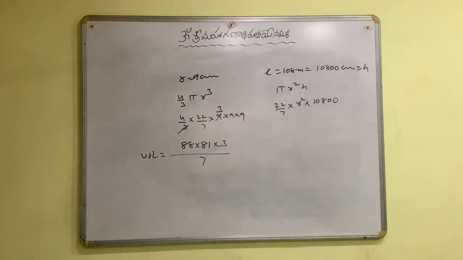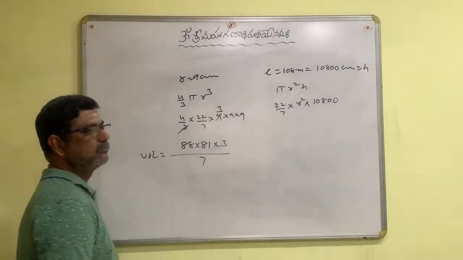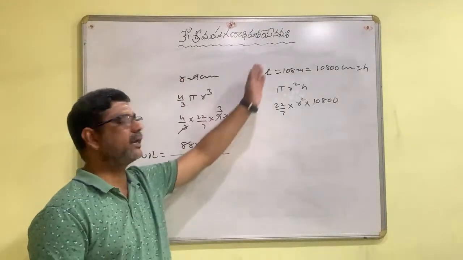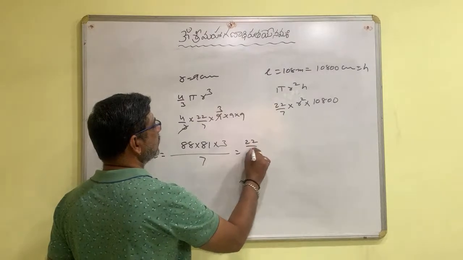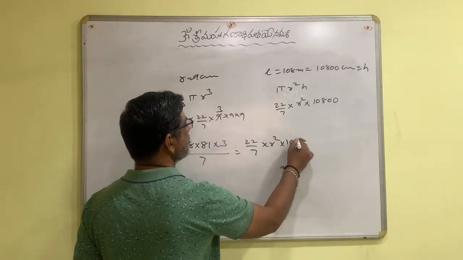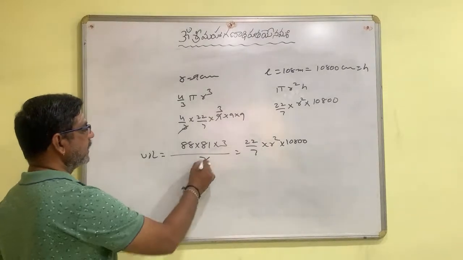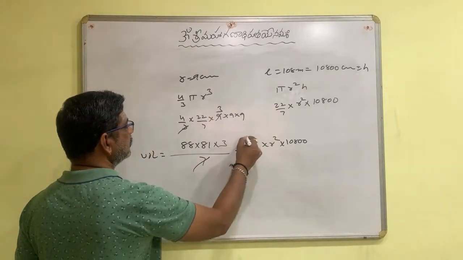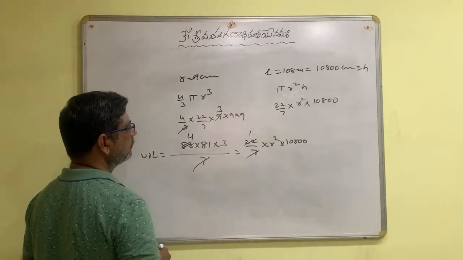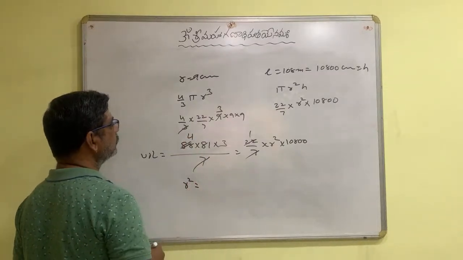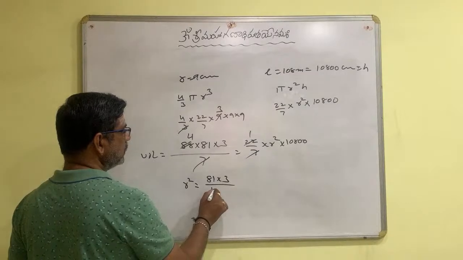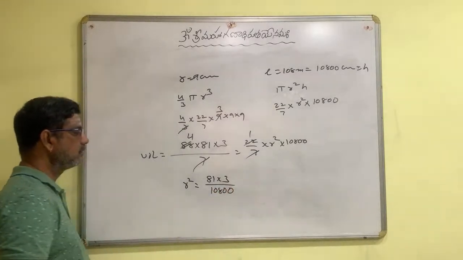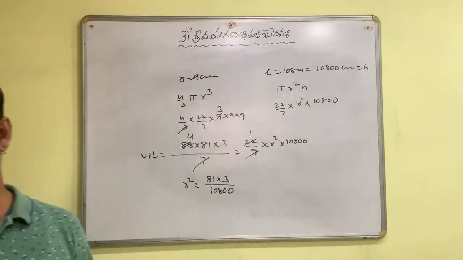Okay, no problem. After finding the radius, find the diameter, Muhammad Hamza. Now, a sphere is drawn into a wire. That means both the volumes are equal. So we can cancel 7. Then r square is equal to 81 into 3 by 10800.